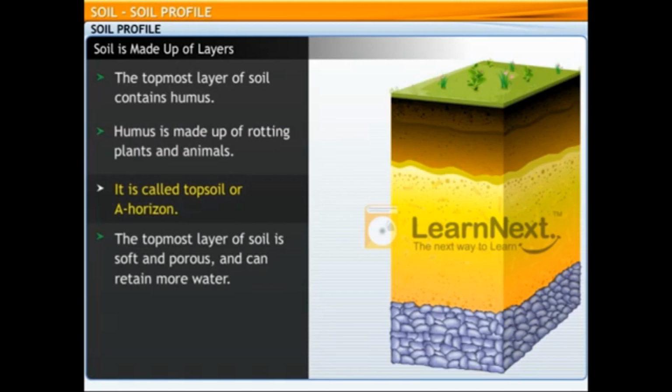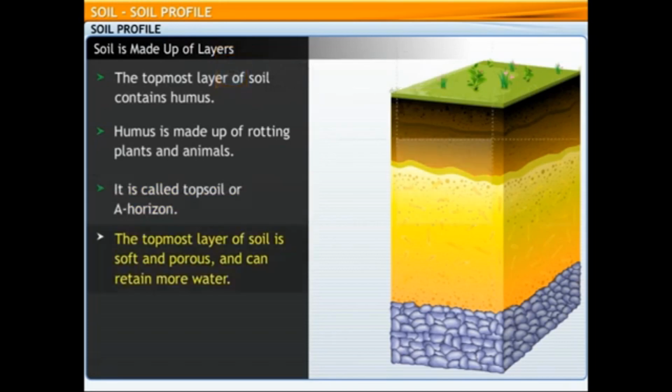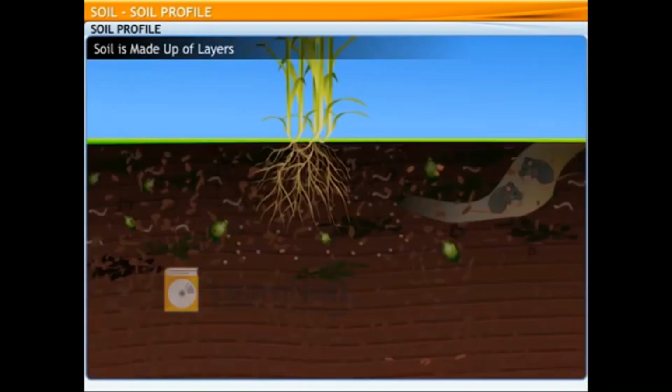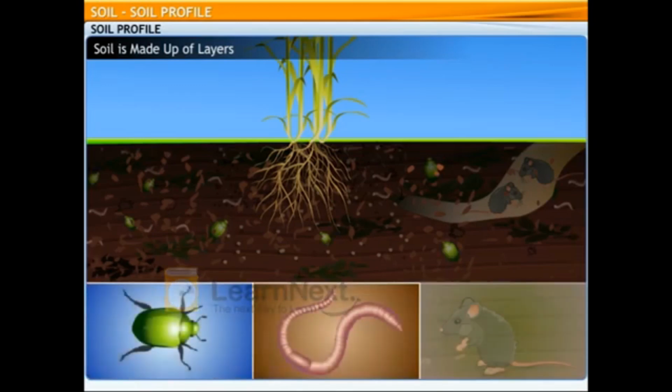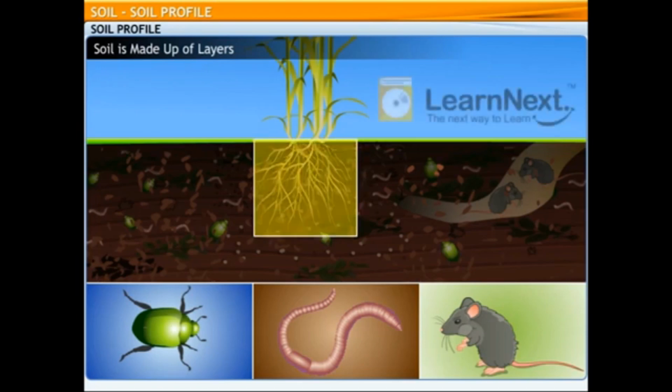This layer of soil is called topsoil or A horizon. It is made up of humus and minerals and makes the soil fertile. It is soft and porous and can retain more water than the other layers. Many tiny organisms, such as beetles, worms, and rodents, live in the topsoil. The roots of small plants do not go down very deep and can be found in the topsoil.